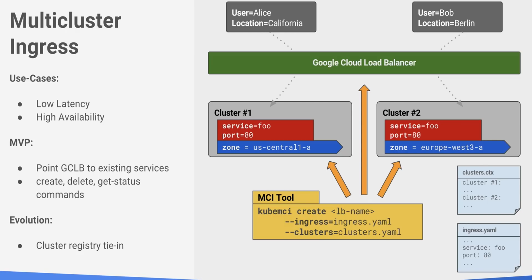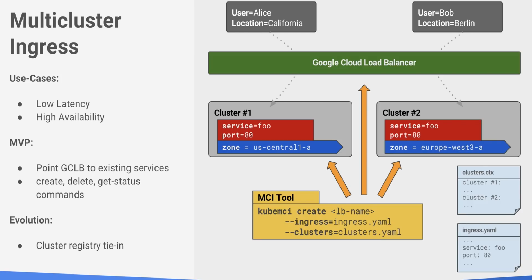Our top use cases for kubemci are low latency and high availability. Let's look at this diagram on the right. We have two clusters, cluster 1 in GCP zone US Central 1A and cluster 2 in GCP zone Europe West 3A. Service foo exists in both these clusters. Now if user Alice from California wants to read service foo, we want Google Cloud Load Balancer to send that request to cluster 1. Similarly, if user Bob from Berlin sends the same request, we want that request to go to cluster 2. This ensures low latency.